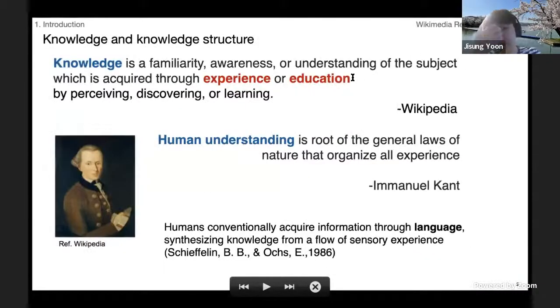So let's talk about knowledge. According to the definition of Wikipedia, knowledge is the understanding of a subject, which is acquired through experience and education, and also the concept that human understanding comes from early experience. Experience itself is different by individuals or language groups. Therefore, another interesting research question on this concept is that humans conventionally acquire information through language. So inevitably, language and knowledge structure interact with each other.